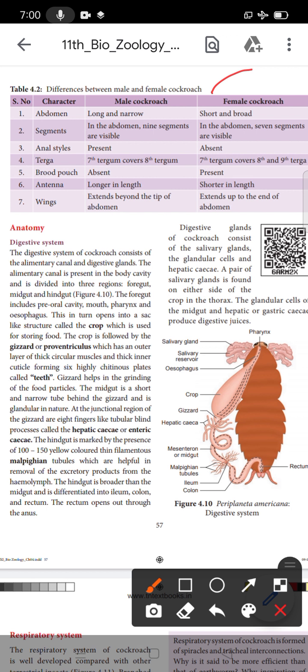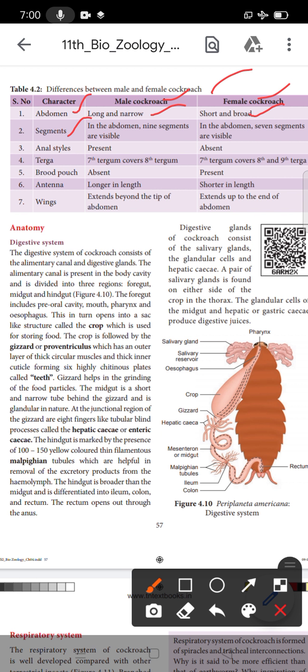First, the character and male cockroach and female cockroach. What are the differences between them? One by one you see. First, the character is the abdomen. The abdomen in the male cockroach is long and narrow in shape, and in the female cockroach it is short and broad.